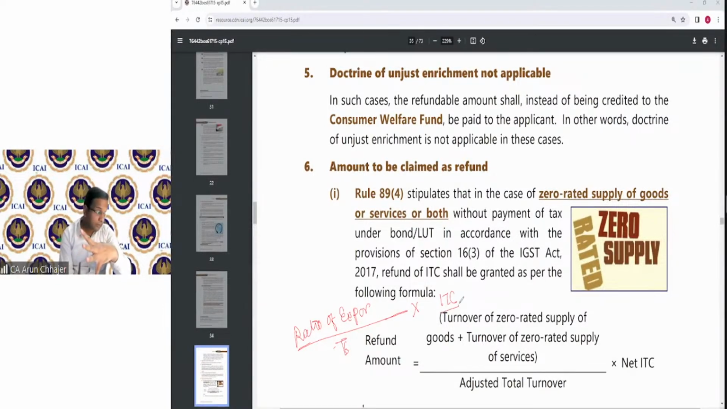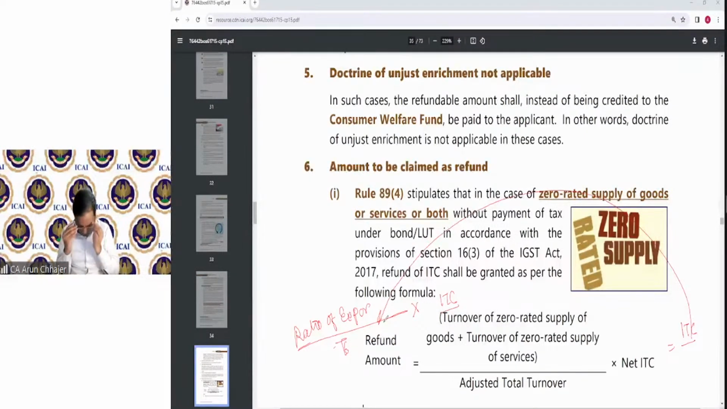So what happened? If they multiply ITC with that ratio, it means I can say the ITC which is linked to the zero rated supplies. I can say that I have done the proportionate ITC to the extent of zero rated supplies, and uska refund mil jayega. Try to understand the formula. It's a bit difficult in the next scenario.